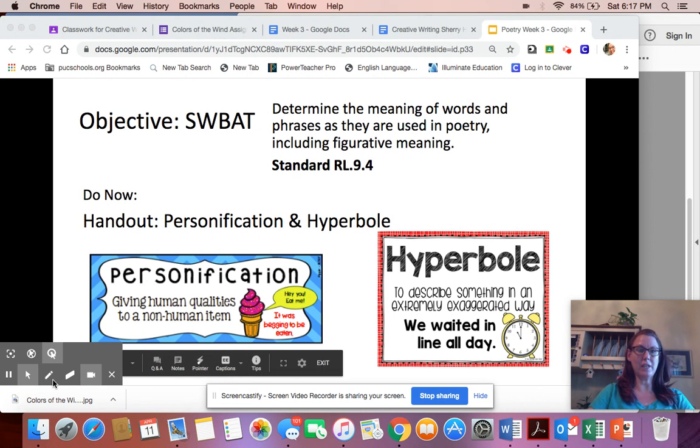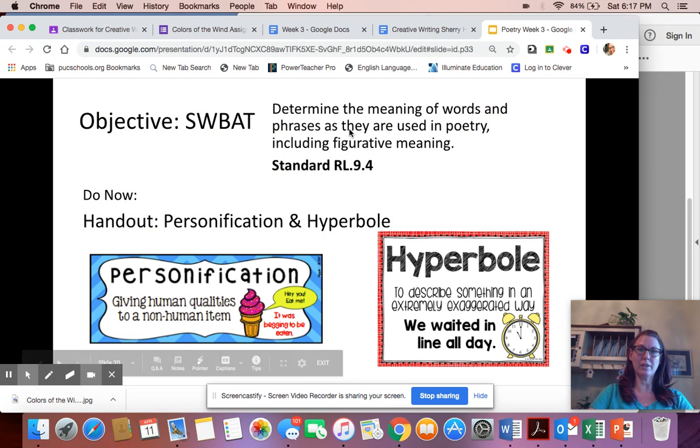Our objective for today is that students will be able to determine the meaning of words and phrases as they are used in poetry, including figurative meaning. And we're still working on California Common Core Standard Reading Literature 9.4.